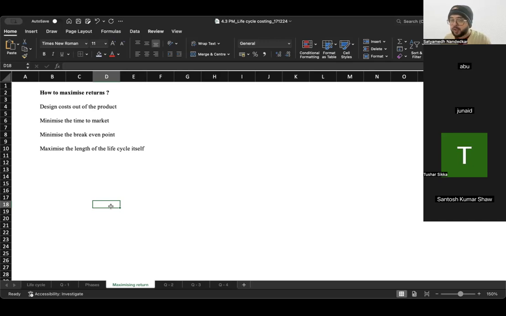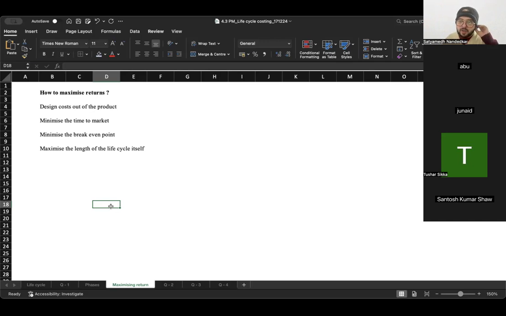Minimize the break even point. Break even point is going to be one of our discussions later, very soon, by the way. Break even point is the point at which the company recovers the entire cost associated with a product. So they are saying if you minimize the break even point, you can maximize the return because you are recovering the costs quicker. If you elongate the life cycle, if you elongate the growth phase, if you elongate the maturity phase by staying on top of things, naturally you can expect better returns for yourself.